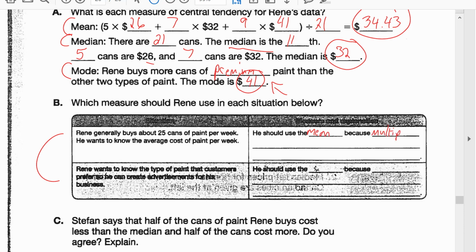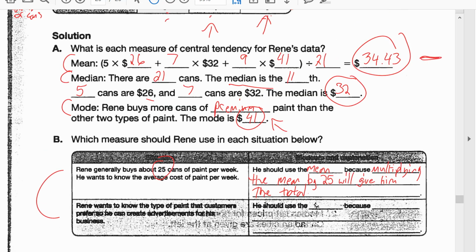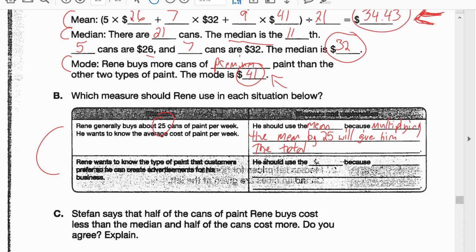multiplying the mean by 25 will give him the total, right? So he's like, I get about 25 cans, 25 times what he spends on average would give him the total. But if he wants to know the type of paint that customers prefer, so he can create advertisements for his business, he should use the mode.